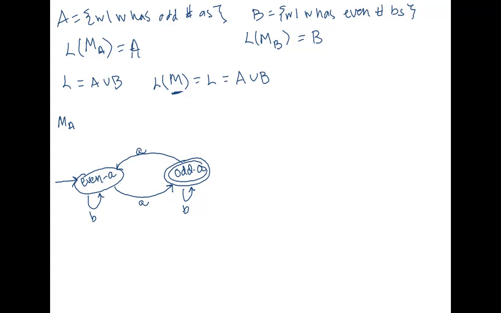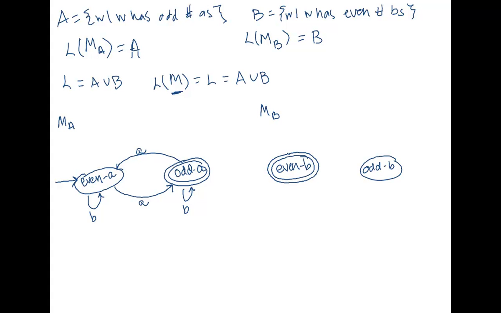And let's build MB. It's going to be pretty similar. In this case, we're just checking for even B's. So we want to keep track of whether or not we have odd B's or even B's. So let's make our states to reflect that. We're going to make a state called even B. And we're going to make a state called odd B. And when do I want to accept? I want to accept when I have an even number of B's.